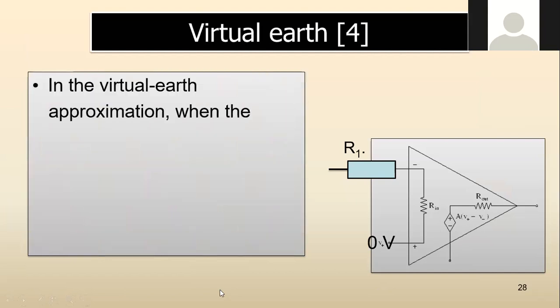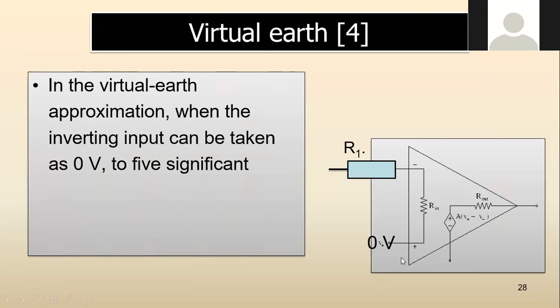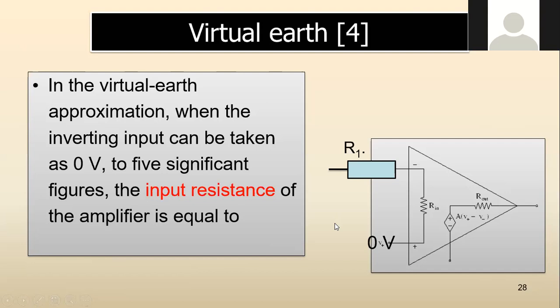In the virtual earth approximation, the inverting input can be taken as zero. Remember, this is earth, the positive input, and the negative input here is taken to be zero. How to make sure it's zero or almost zero to find significant figure? The input resistance of the amplifier is equal to R1. That means if that is zero, this is zero, there is no current flowing through the input impedance of the amplifier. That becomes the input resistance now.